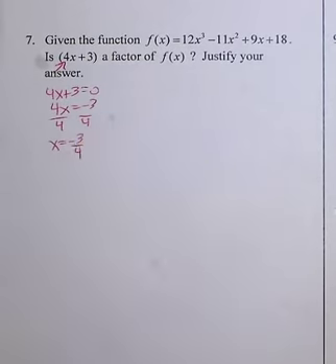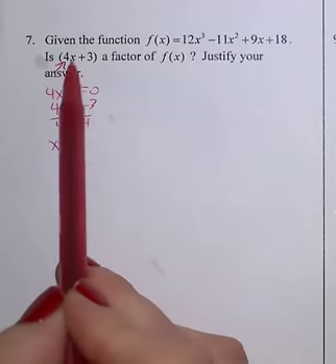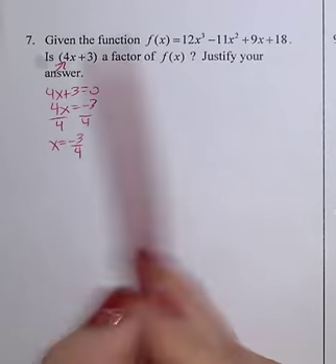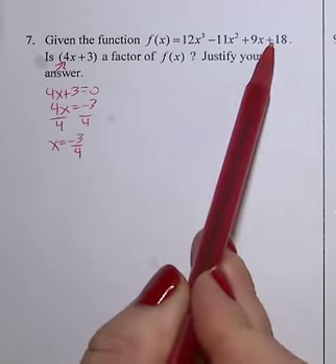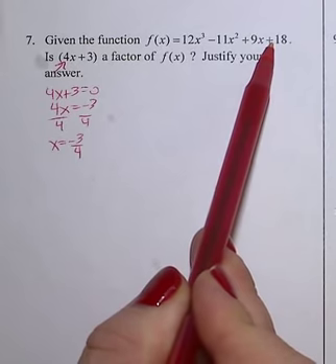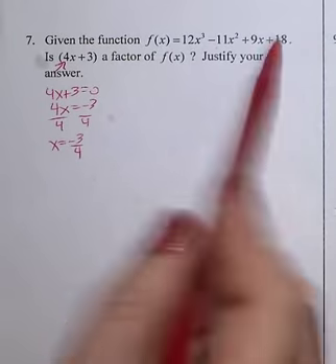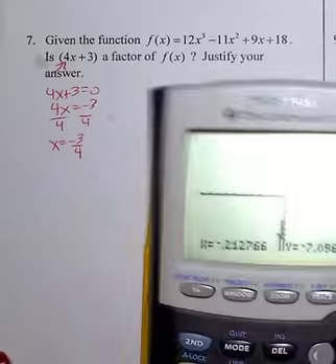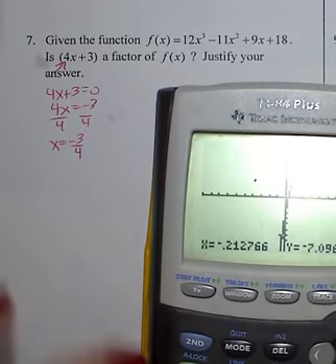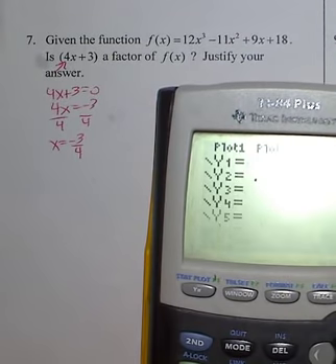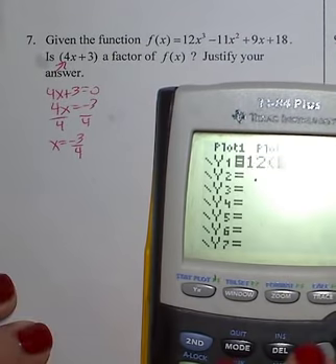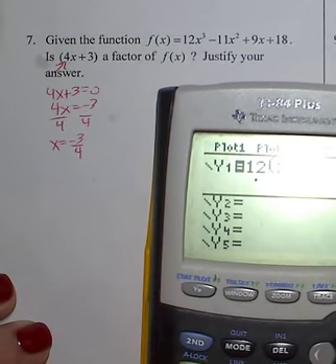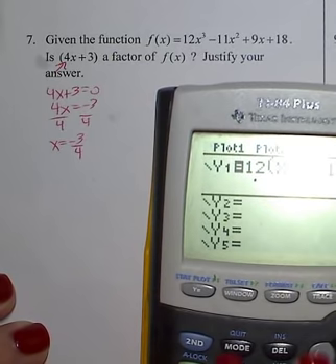When this question says, is 4x plus 3 a factor of this equation, what they're really asking you is, does this equation have an x-intercept of negative 3/4? So again, I think it's easier to know ahead of time and kind of cheat. So let's start again. Go up to y equals 12x to the third minus 11x squared plus 9x plus 18.